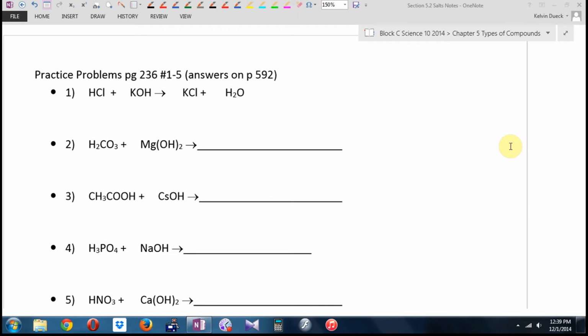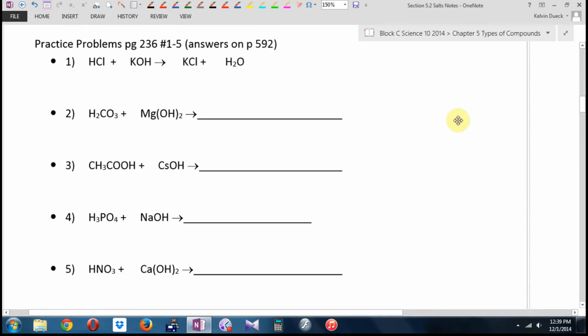Practice problems. So you ready? Here are some acid-base reactions. I actually took these from your textbook. We're going to do them together. These are neutralization reactions. There are going to be some on your Chapter 5 test. So focus. Ready?